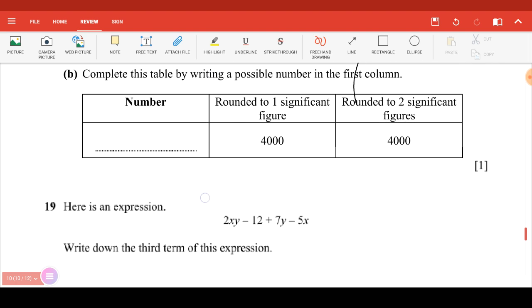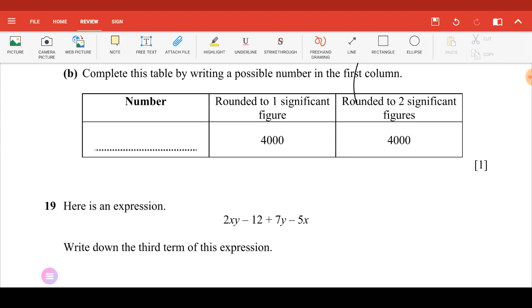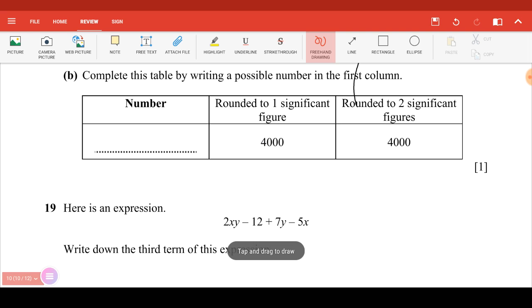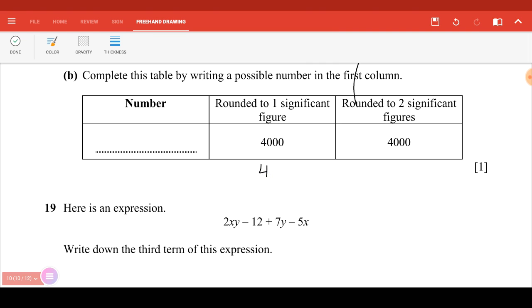The next one, complete this table, and this answer varies. Rounded to 1 significant figure is 400, and rounded to 2 significant figures. Okay, if we need a number rounded to 1 significant figure 400, we can say 400, starting from 350, or the lowest one, we can choose the lowest one with 350, up to 449.